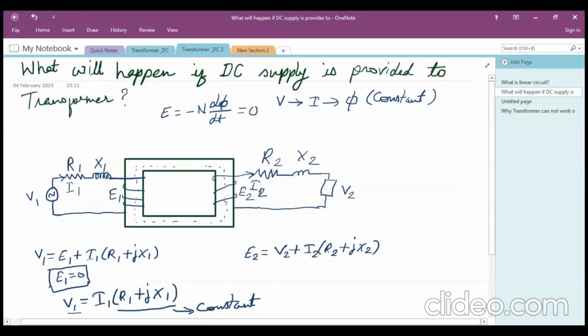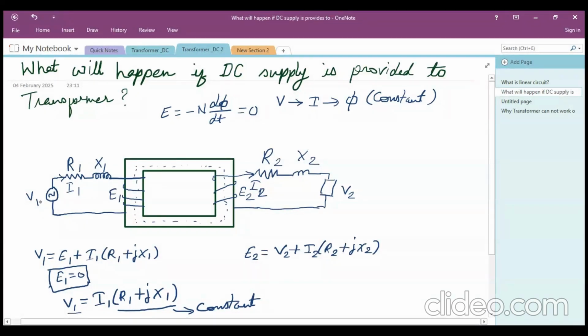Now in this section we will see what will happen if DC supply is provided accidentally to the transformer. For this we can refer to this diagram here. We have a core and two windings, primary and secondary. The primary winding resistance is R1 and reactance is X1, and the secondary winding resistance is R2 and reactance is X2.